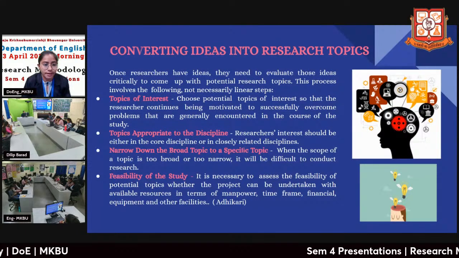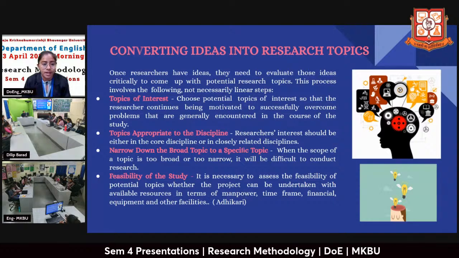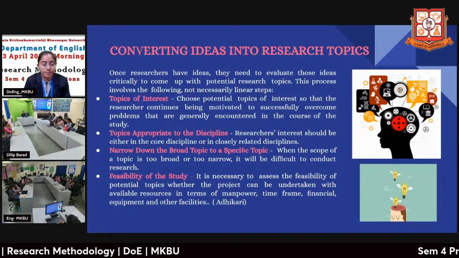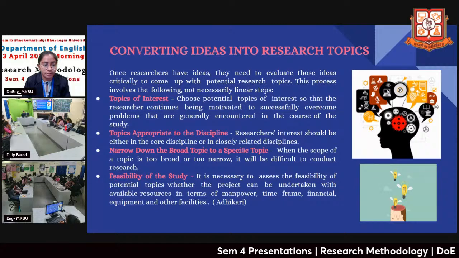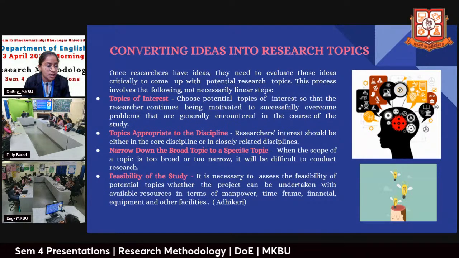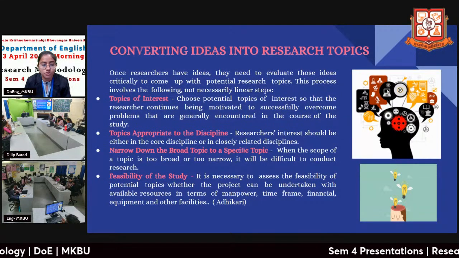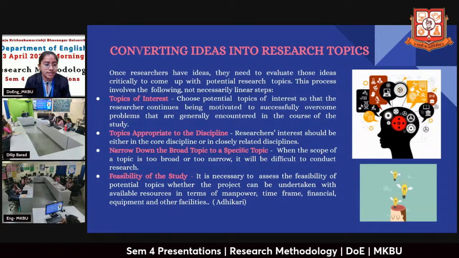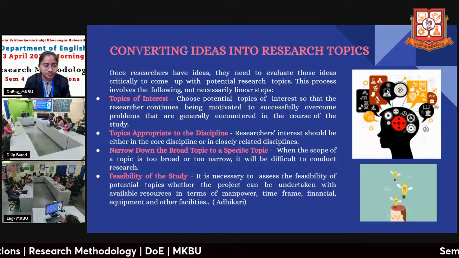And converting ideas into research topics. Once researchers have ideas, they need to evaluate those ideas critically to come up with potential research topics. This process involves the following steps. First step is topic of interest. So the researcher or student should take a topic which is around their interest.